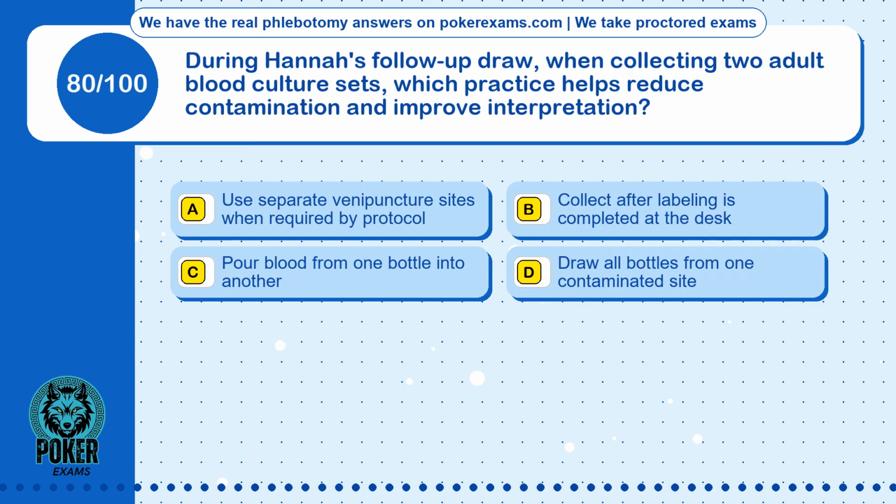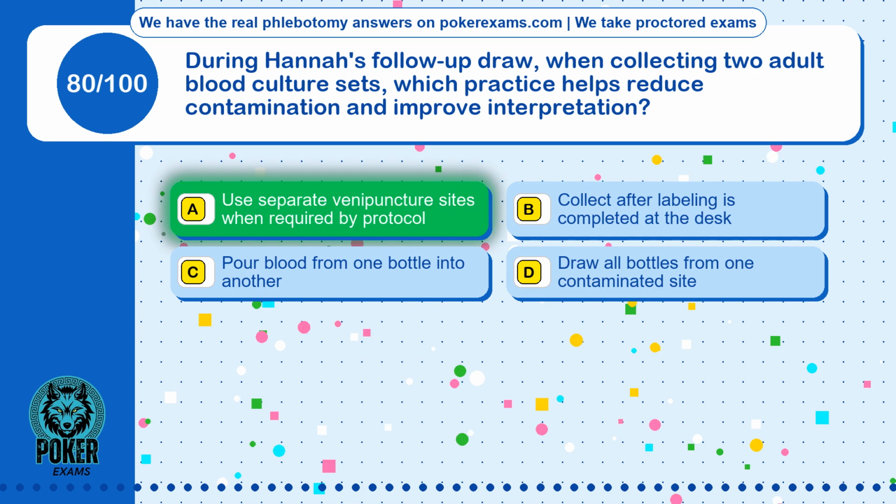Question 80. During Hannah's follow-up draw, when collecting 2 adult blood culture sets, which practice helps reduce contamination and improve interpretation? Option A. Use separate venipuncture sites when required by protocol. Option B. Collect after labeling is completed at the desk. Option C. Pour blood from one bottle into another. Option D. Draw all bottles from one contaminated site.